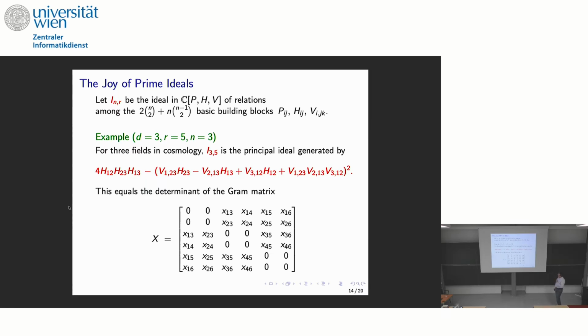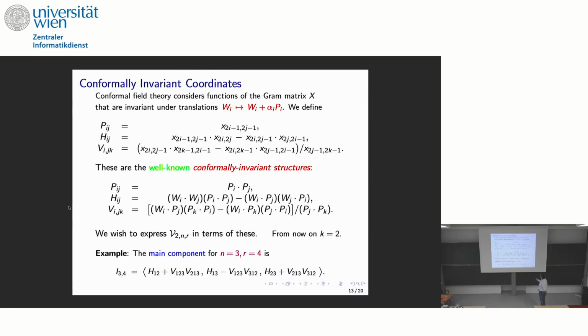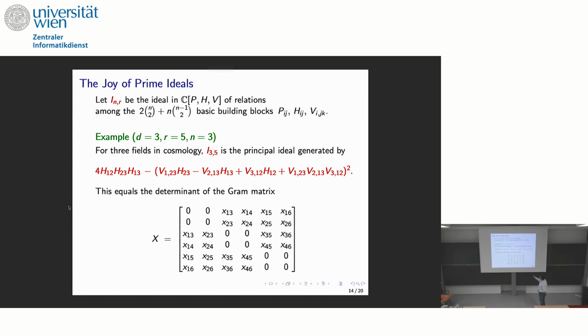Okay? And I_{n,R} is the ideal. So I have a ring homomorphism from this polynomial ring to the coordinate ring of my previous variety, right? And then this is the kernel of this ring homomorphism. Right? I'm going to be interested in this ideal now. Let's do another one, right?